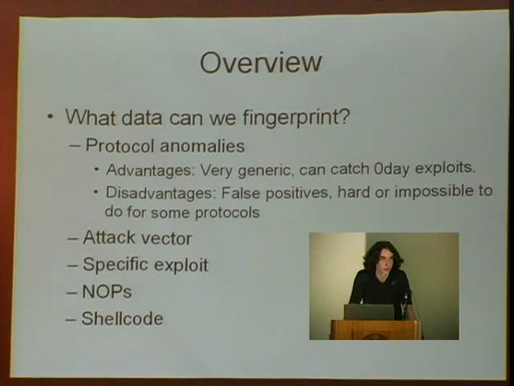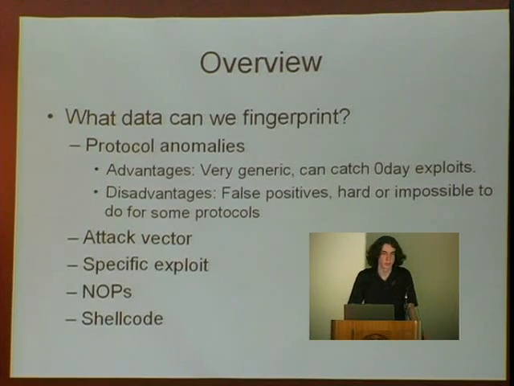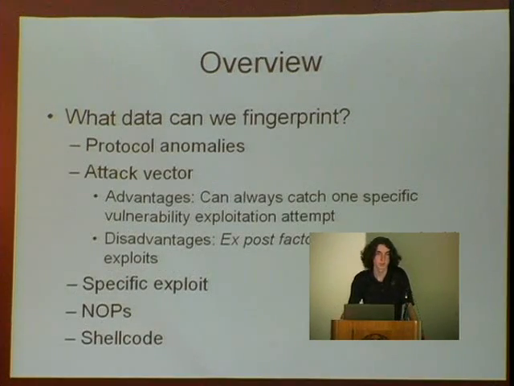The advantage of fingerprinting protocol anomalies is that it's very generic and it can catch a lot of zero-days, because a lot of times you just can't avoid having long binary strings. There's just nothing you can do about it. The disadvantage is that it creates a lot of false positives. Not every strange little thing going on is necessarily an exploit, so you might have to do a lot of digging if you have a lot of protocol anomalies going on. It may also be hard or impossible to do for some protocols. If you're doing encrypted links, it's going to be pretty hard to do any sort of protocol anomaly detection. The next one is attack vectors.